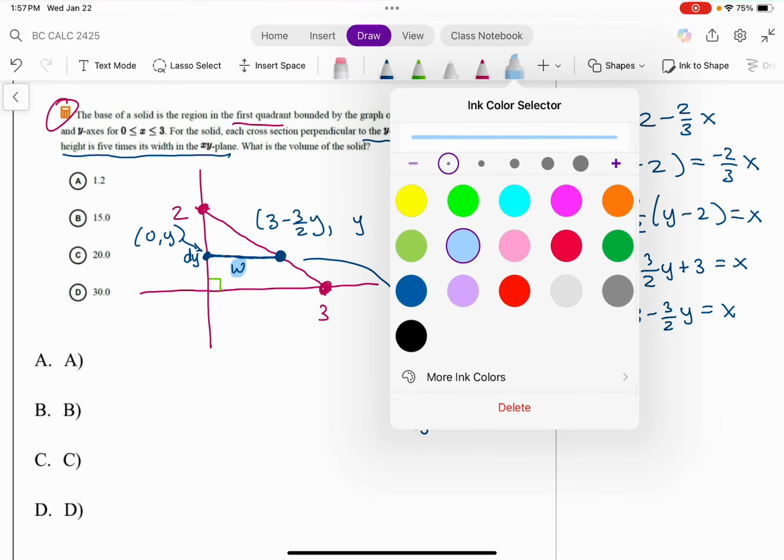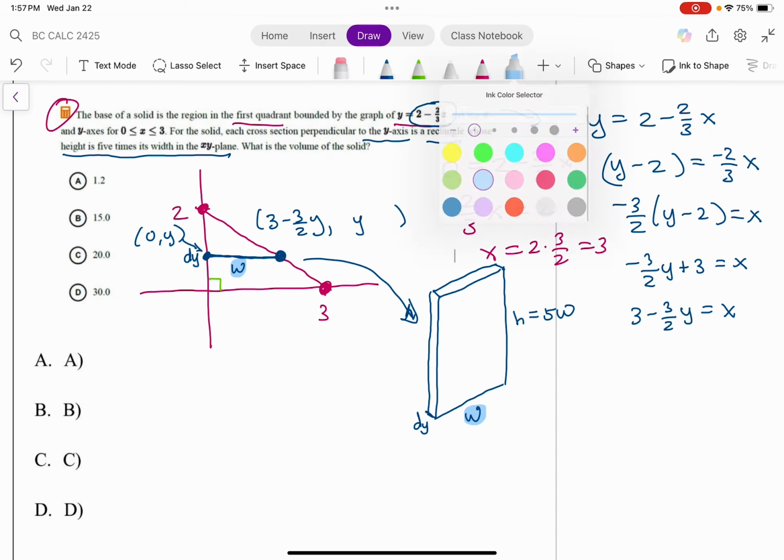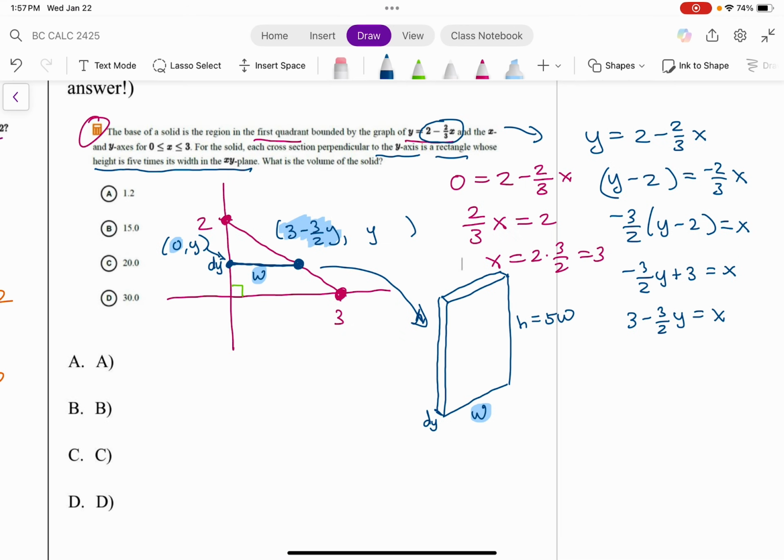Okay, so now what is the length of w? To get horizontal distances in the plane, you subtract x coordinates, right minus left. So that's 3 minus 3/2 y minus 0, which is just 3 minus 3 halves y. And then my height is 5 times that. So my height is 5 times 3 minus 3 halves y.